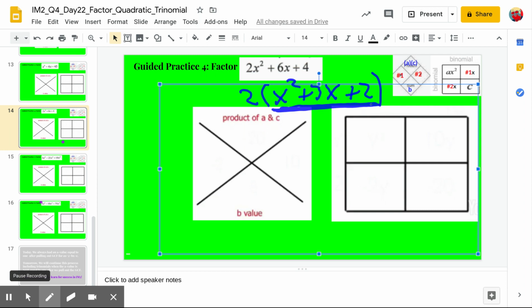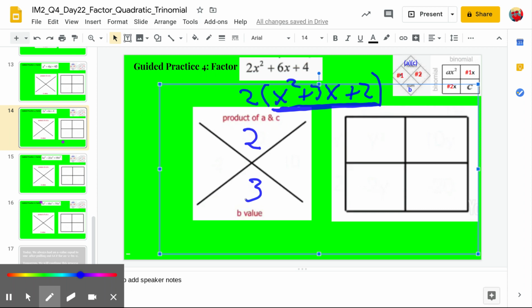Tell me what AC is. Tell me what the B value is. So AC is simply 2. 1 times 2 is 2. And your B value is 3. If you put 4 and 6, note your mistake right now. Have an aha moment. You looked at the original quadratic trinomial, the 2x squared plus 6x plus 4. But remember, we pulled out the GCF, so now we're actually factoring the 1x squared plus 3x plus 2.